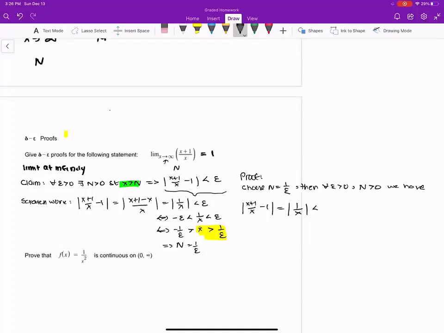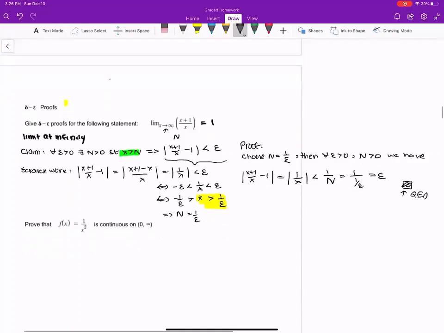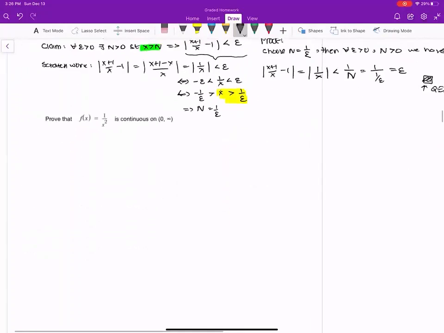You do not need to rewrite the steps because you showed it in your scratch work. We know that this is also equivalent to 1 over x, which is less than 1 over N, since if you look at the green highlighted, x is greater than N, and you know that N equals 1 over epsilon, so 1 over N is exactly epsilon, which is what you wanted. Always make sure to write the box or QED, as you do not want to lose silly marks. Okay, now moving on to 1 over x squared.